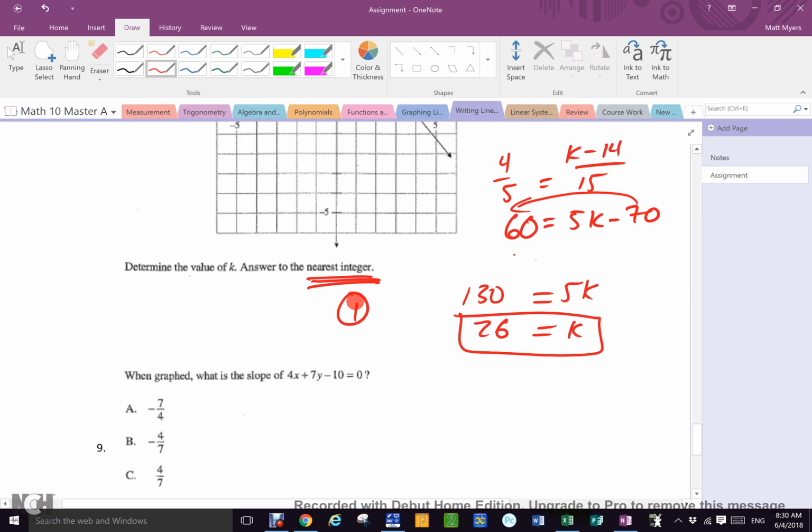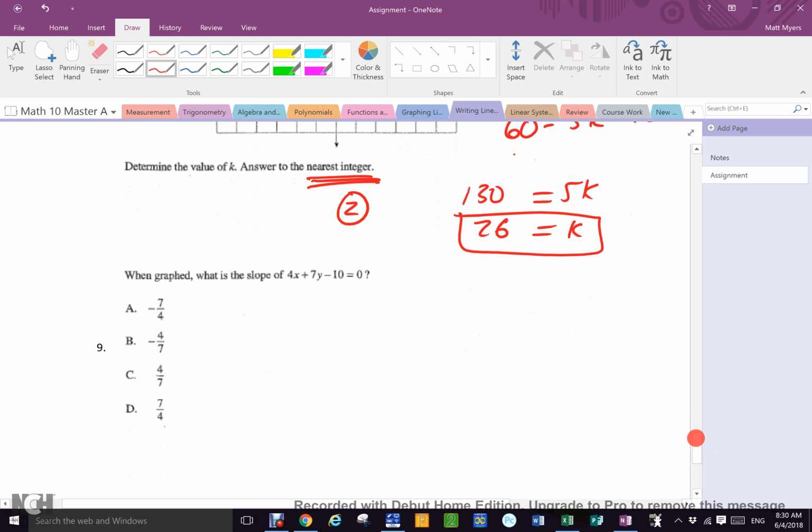Still only worth 1 because you only had to do 1. Oh, no, that should be worth 2 because you had to do 2 things. What is the slope of that? 7y equals negative 4x. Y equals negative 4/7 x.